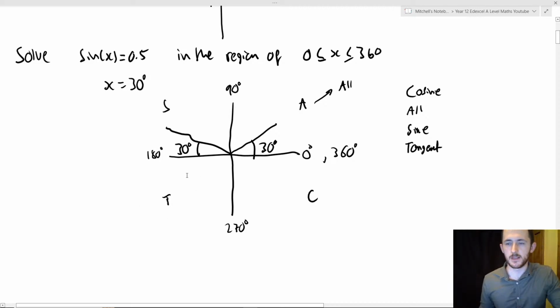And that's it. So now the question is, what is this actual angle, given that we always measure angles anti-clockwise? Well, it doesn't get to 180 degrees.